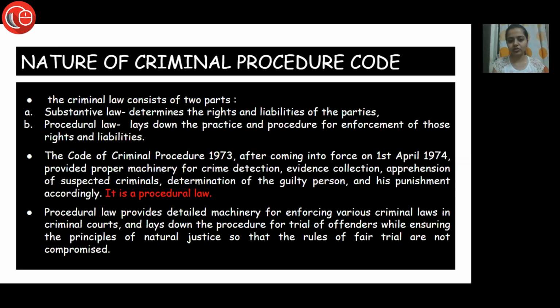What are the principles of natural justice? One principle of natural justice is the rule against bias. The panel of judges should not be biased while deciding the guilt of an accused, or while deciding the end result of a case. And one more principle of natural justice is audi alteram partem, the right to be heard. Every accused should get a fair opportunity of being heard. Okay, so this was it about the nature of the Criminal Procedure Code.